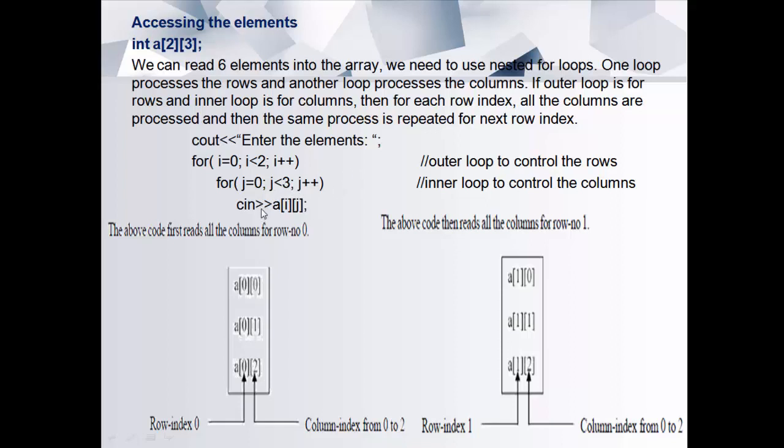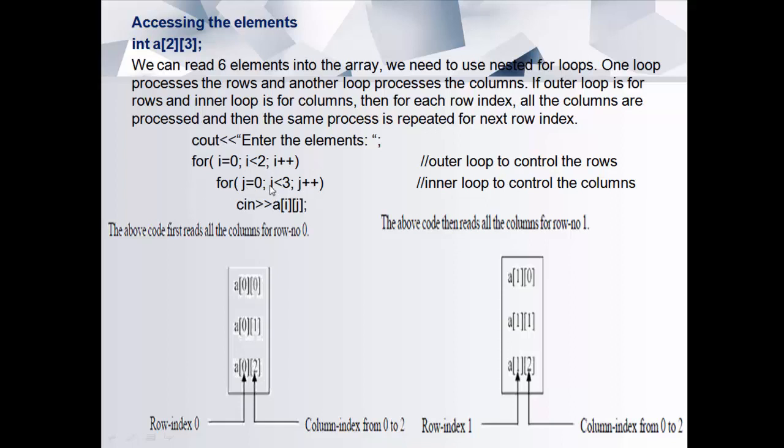0 is less than 3, yes the condition is true, so it takes the input from the user as a of i into j, meaning i value is 0, so 0th row 0th column. The user is inserting the value, so I am inserting the 0th row 0th value as 1. And j will be incremented, so j becomes 1 now. 1 is less than 3, yes the condition is again true. So next, a of 0, i remains as it is, because until the second for loop becomes false, the first for loop will not be incremented.